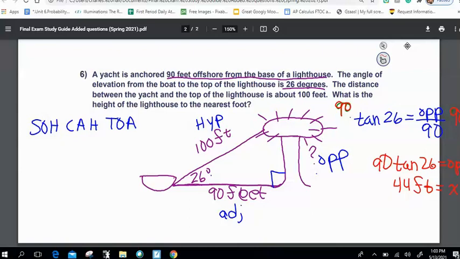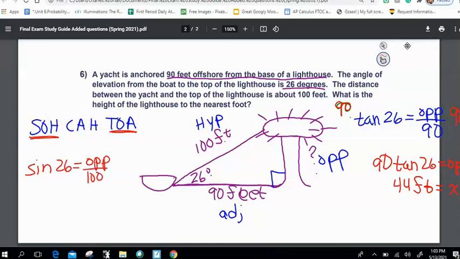That's using opposite and adjacent. But we also have the hypotenuse too. So we can actually do opposite and hypotenuse, which is sine. Tangent was opposite of adjacent. Sine is opposite of hypotenuse. So we're going to do sine 26 equals the opposite side of our hypotenuse, which is 100.